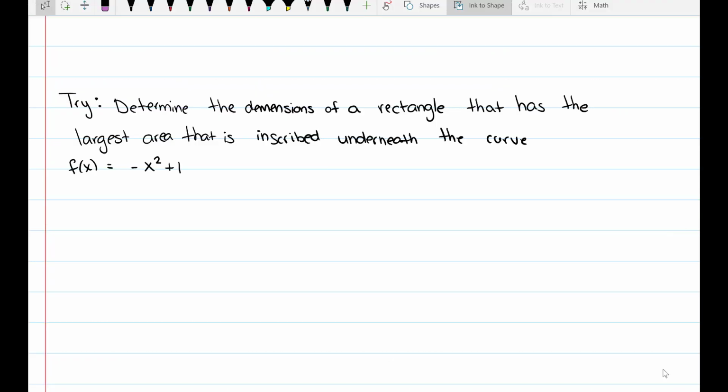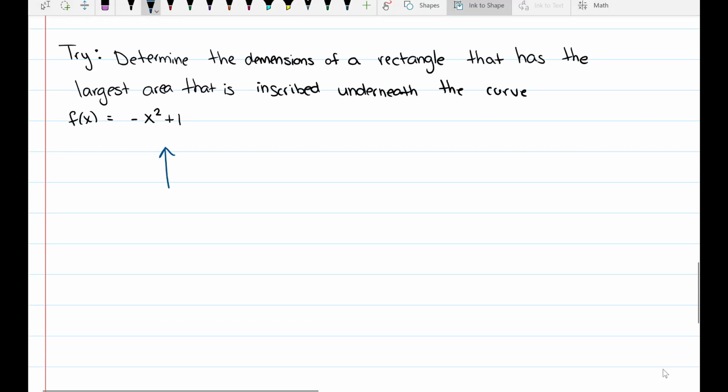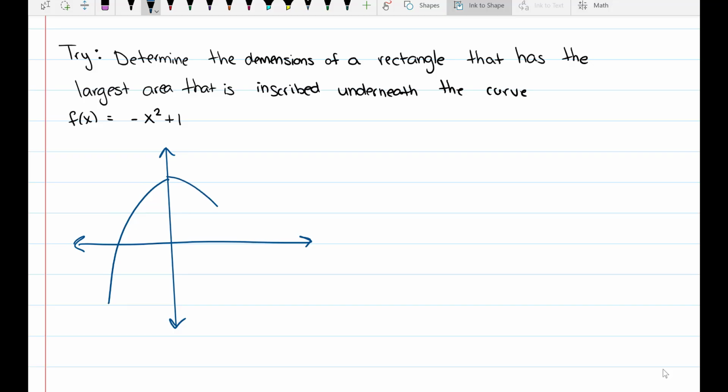Alright, now that you have an area and dimensions, let's work it out. First things first, I always draw a picture. So let's draw a picture. We know that negative x squared plus 1 is going to look like this, very roughly at least. And we just need two generic points that are going to give us a rectangle.